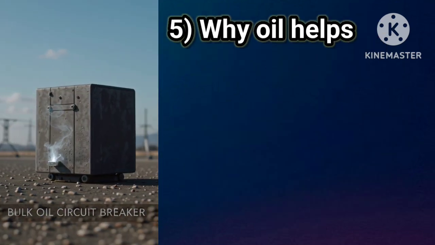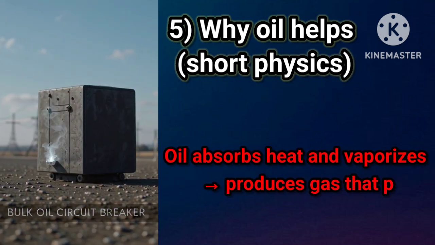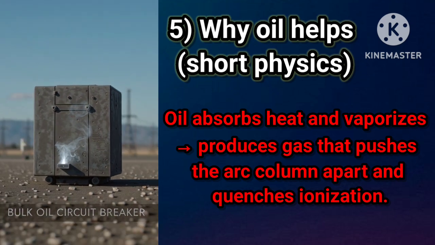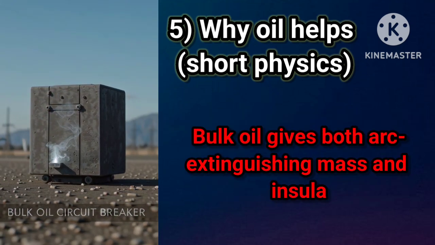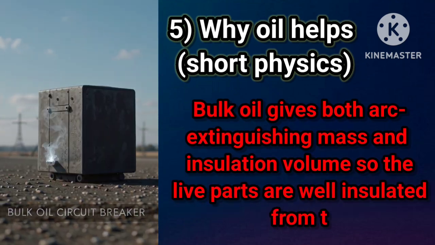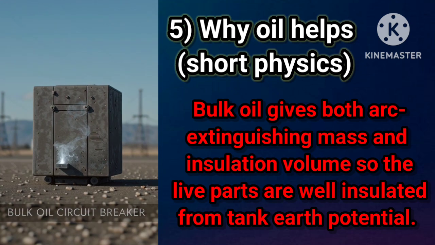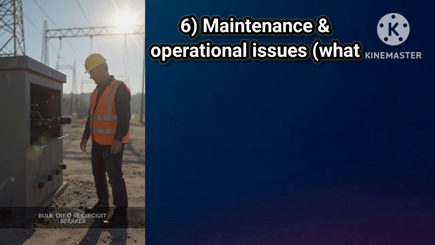5. Why does oil help? Short physics. Oil absorbs heat and produces gas that pushes the arc column apart and quenches ionization. Bulk oil gives both arc extinguishing mass and insulation volume so the live parts are well insulated from tank earth potential.